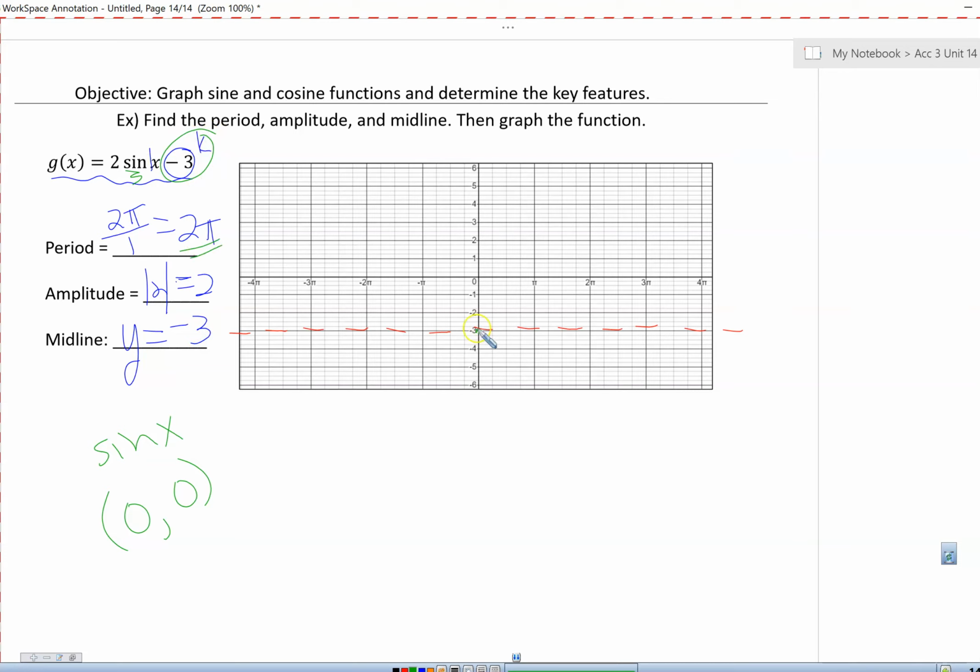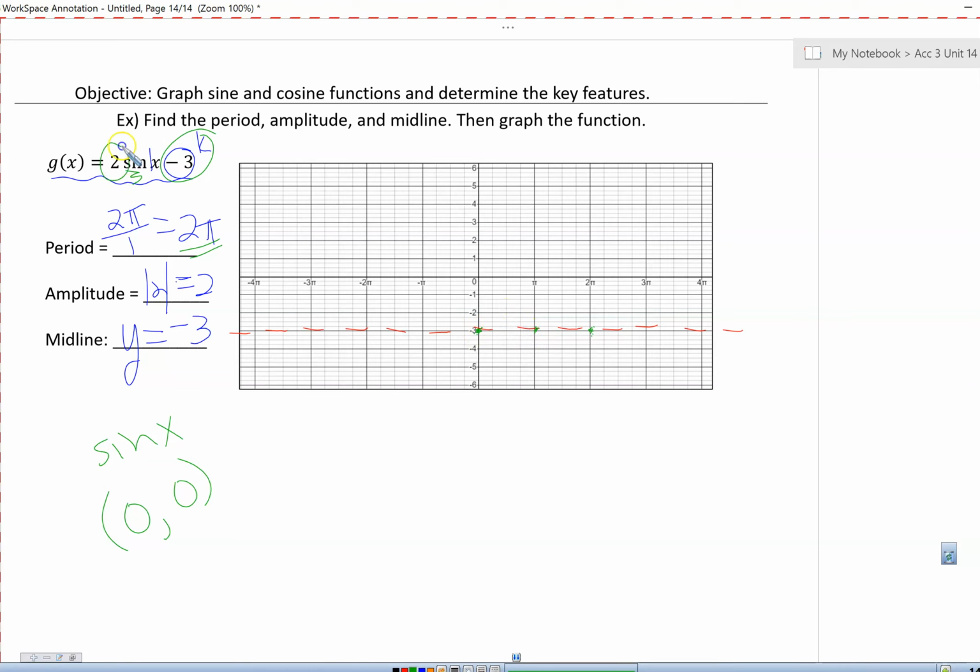Period is 2 pi. So 2 pi units after this, we would have to have another point of that type, which would be a midline point. Now remember, for sine, halfway between these two midline points is a third midline point. A lot of people make a mistake with that. That has to be a midline point for sine. Then halfway between these two midline points would be a relative maximum.